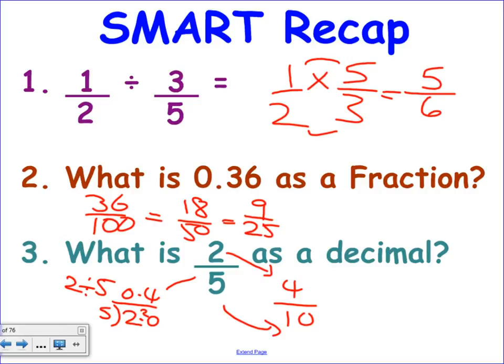Multiply it by 2. So in the same way, 4 over 10 is 0.4. Yeah, that's what 0.4 literally means, 4 over 10. Okay, and we showed you the two ways of doing that.